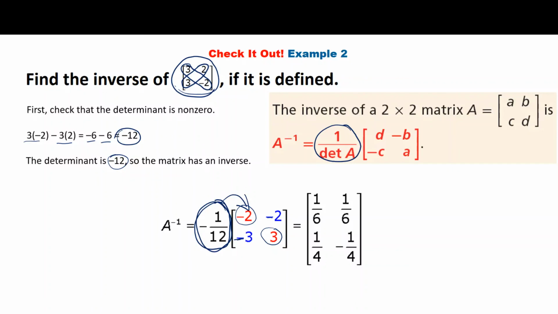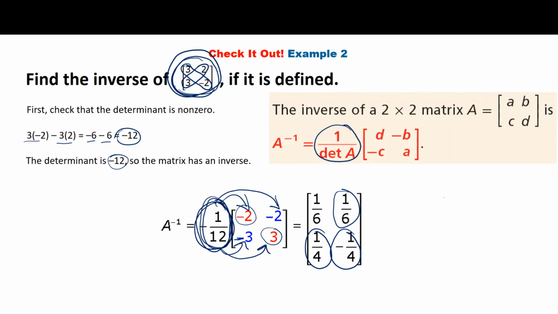Negative 2 times negative 1/12 is a positive 1 over 6. We multiply this together, we get positive 1/6 again. Multiply this times our negative 3, and we get 1/4. And multiply this by our 3, and we get negative 1/4. So yes, this matrix does have an inverse, and this is the matrix. And again, you could put these numbers in your calculator and multiply it by your original matrix.